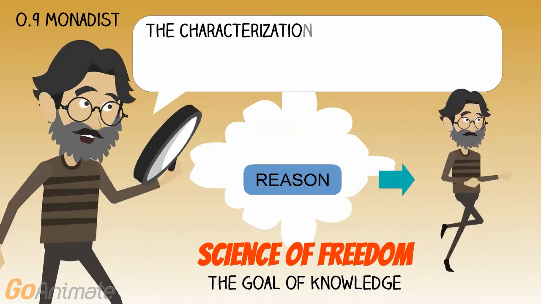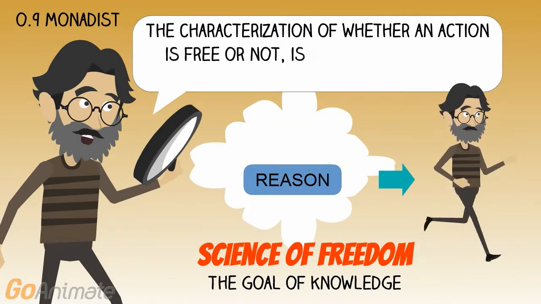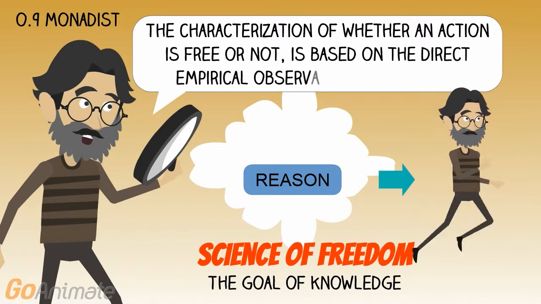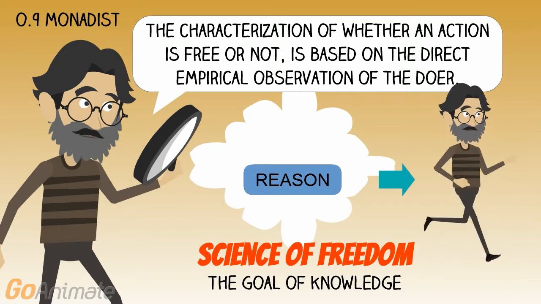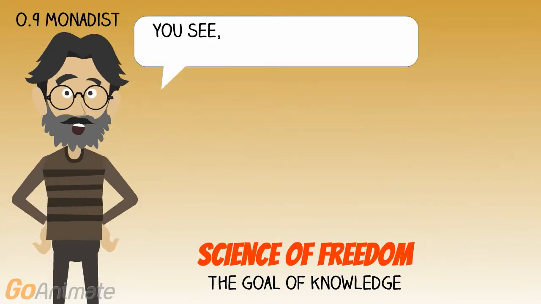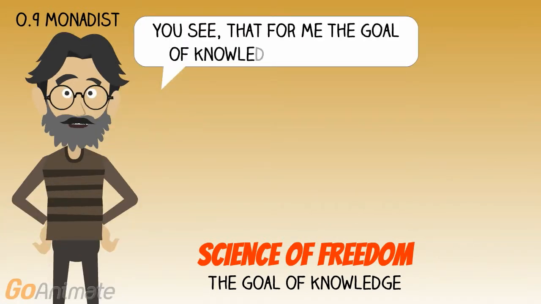The characterization of whether one action is free or not is based on the direct empirical observation of the doer. You see, for me the goal of knowledge is freedom.